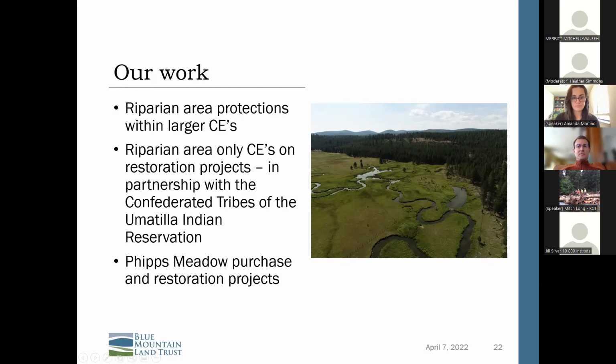rest of the property. And lastly, we are actually just putting our toe in the restoration pool and learning about riparian restoration as a landowner for the first time. So I'm really excited to learn more about what other land trusts in this group are doing. We purchased Phipps Meadow. It's a property in Eastern Oregon. It's the headwaters of the Middle Fork of the John Day River. You can see some aerial footage here. And we're going to be undertaking our first riparian restoration project. So it'll be nice and interesting for us to be on the other side of the project work.